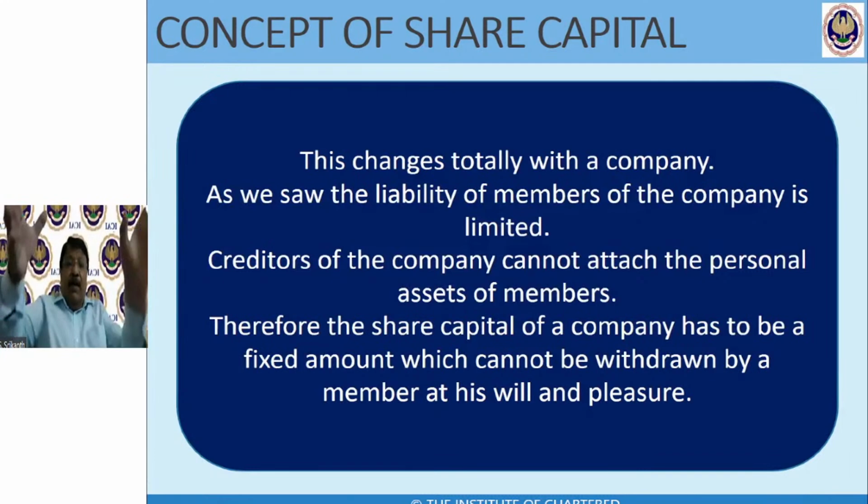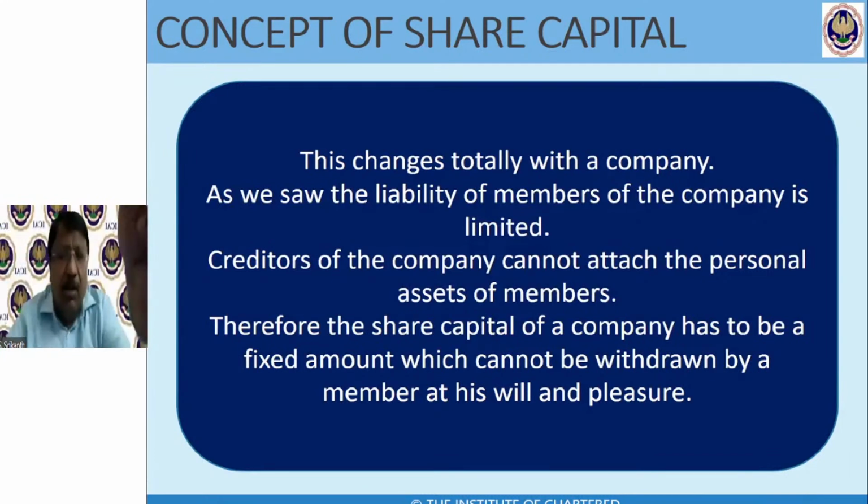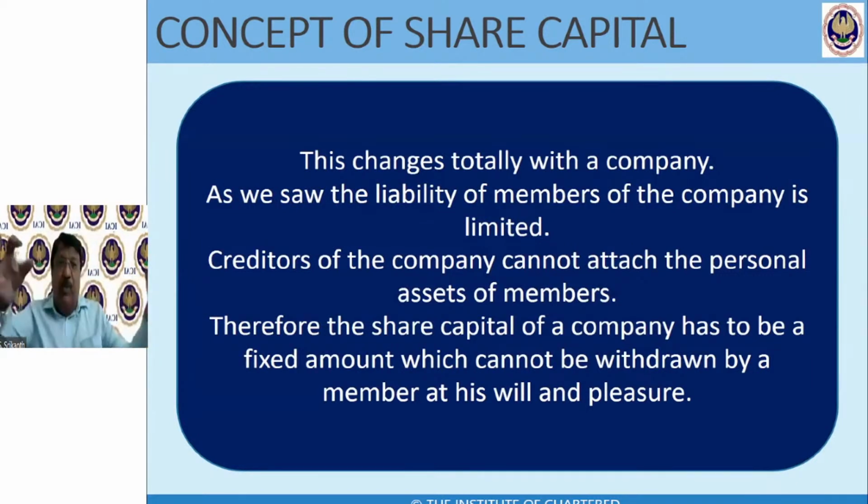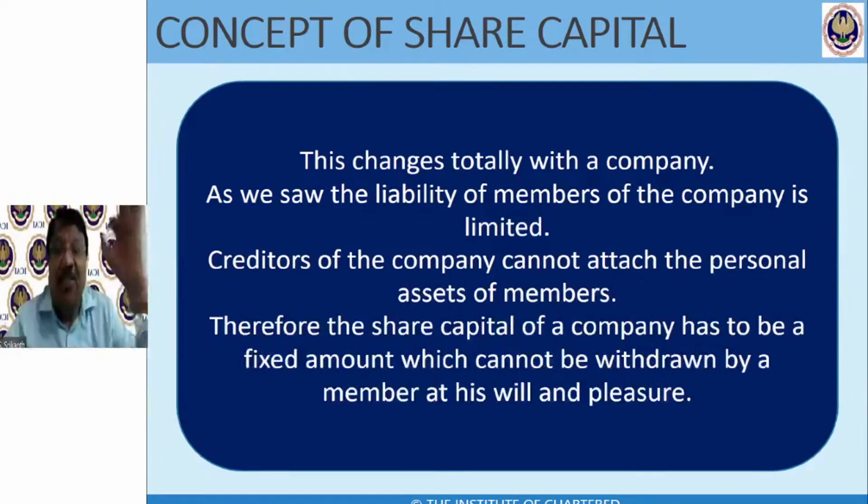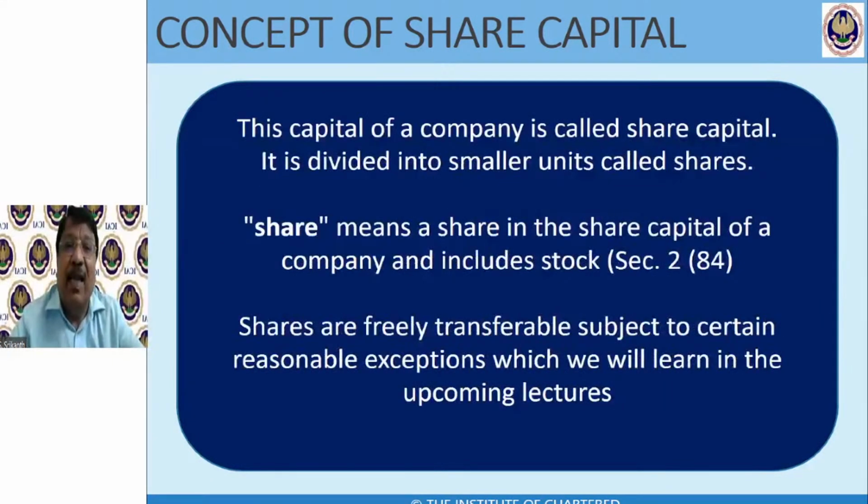Therefore, the share capital of a company has to be a fixed amount. It cannot be withdrawn by a member. It should be shown continuously as a fixed amount. Okay? Of course, the reserves and surplus will keep moving. The profit will be added to the P&L account, transferred to general reserve. That will be moving. But the capital should be a fixed number. This is called share capital. The capital of the company is called share capital.